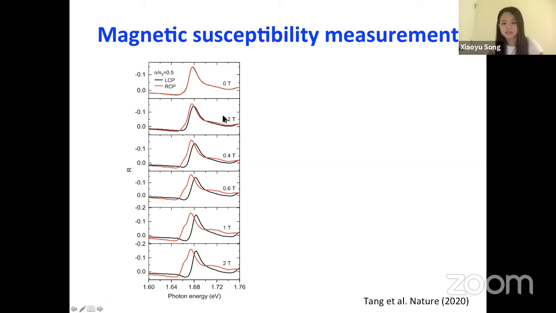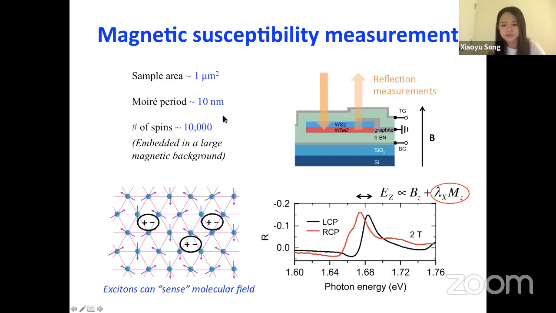Okay, and another question from Paolo is also here. So why does the exciton peak show an asymmetric line shape if the system is an insulator?